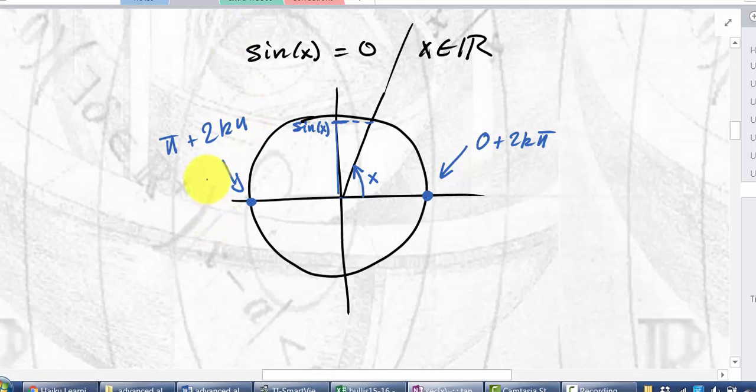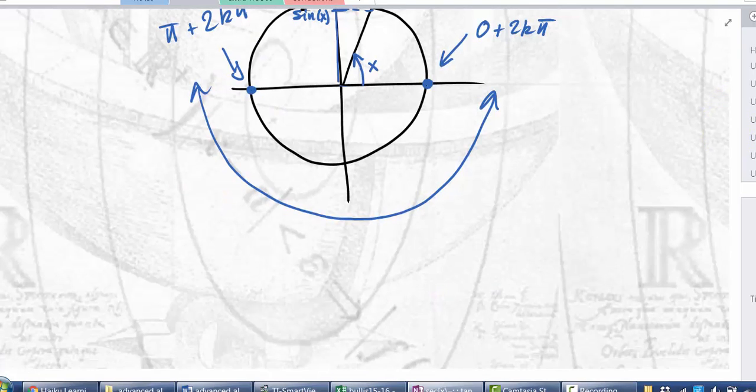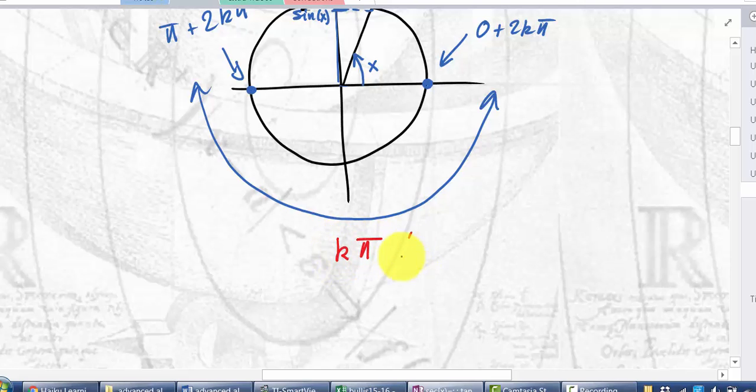As we did above, we can find a compact notation that describes both of these positions together. The compact notation is going to be k pi, with k being an integer. If k is 0, you're right here. If k is plus 1, you're there. Plus 2, you're here. Minus 1, you're there. Minus 2, you're here. So basically all the evens will be here and all the odds will be there.